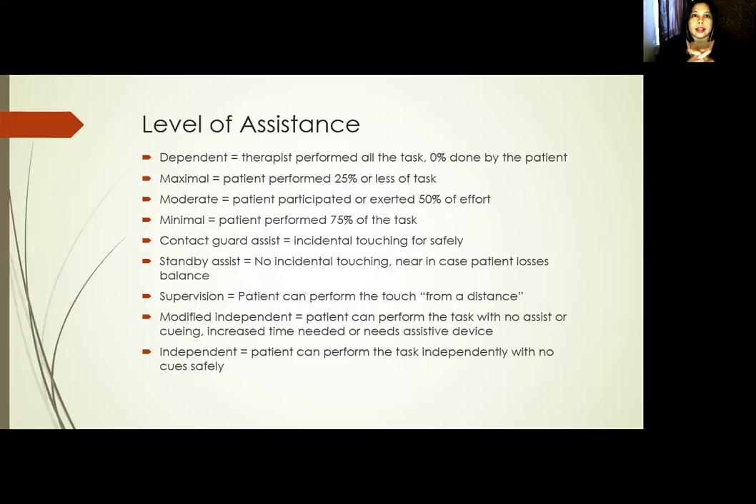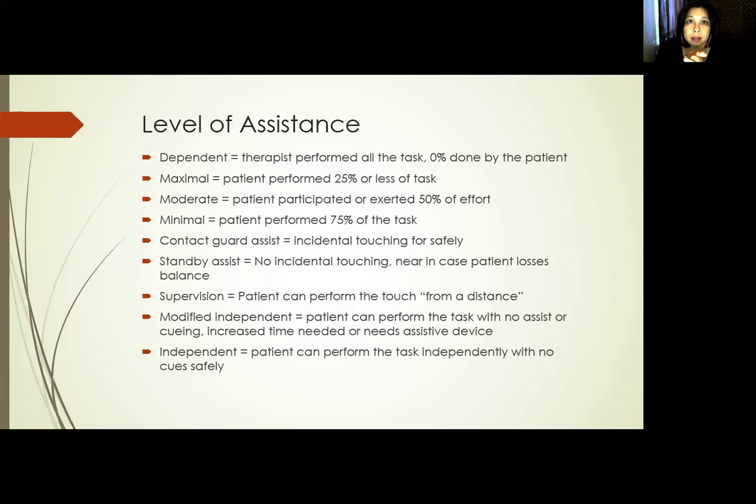Okay, guys, this is part two of the evaluation documentation lecture. So we're going to discuss real quick the level of assistance. This is just paraphrasing the definition of the level of assistance, and you need this in order to document how much assistance the patient needs in different tasks that we're going to talk about later.